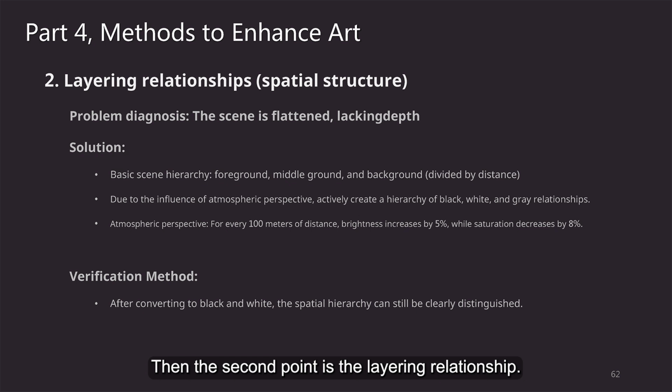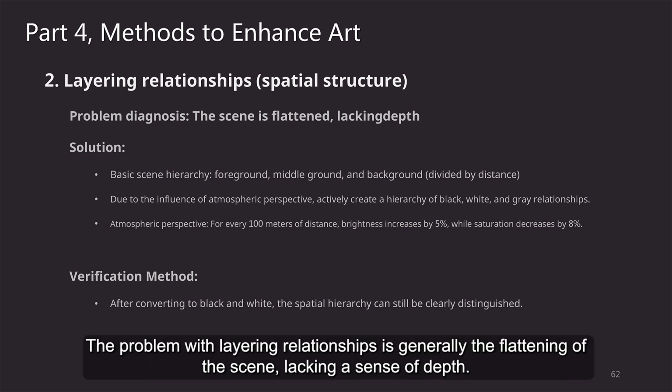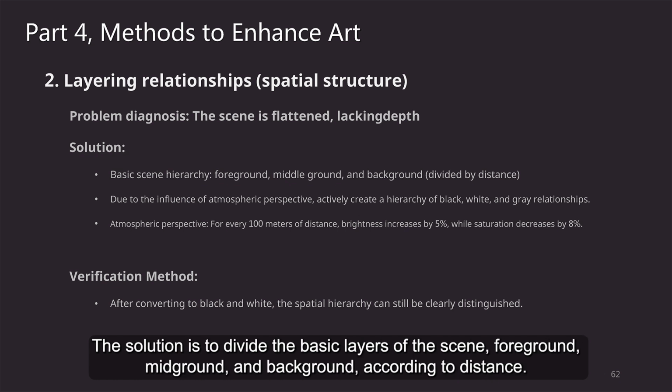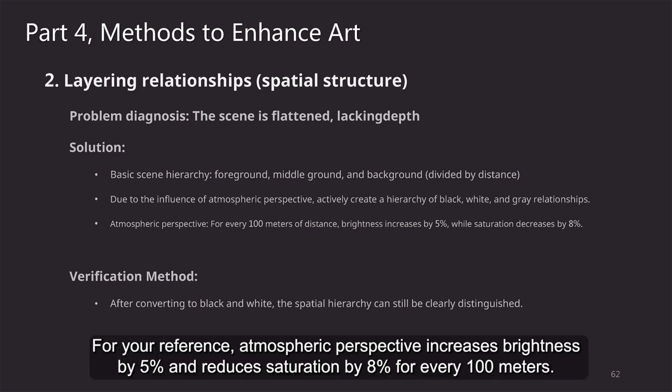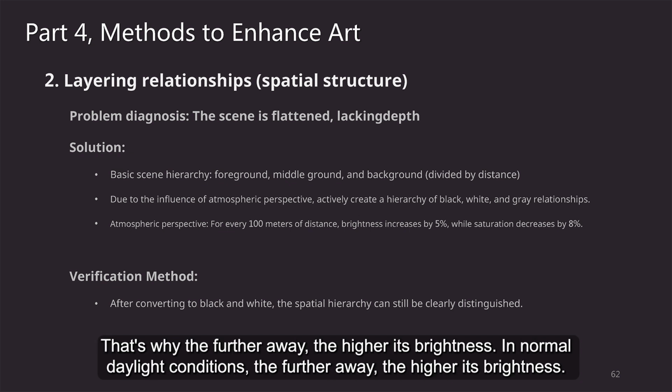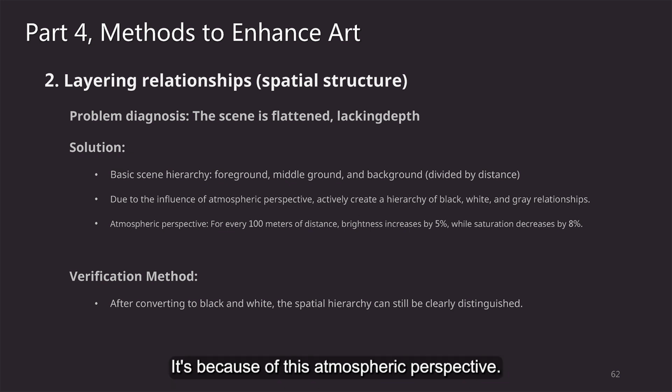Then the second point is the layering relationship. The problem with layering relationships is generally the flattening of the scene, lacking a sense of depth. The solution is to divide the basic layers of the scene, foreground, midground, and background, according to distance. Due to the influence of atmospheric perspective, actively create a hierarchical black, white, and gray relationship. For your reference, atmospheric perspective increases brightness by 5 and reduces saturation by 8 for every 100 meters. That's why the further away, the higher its brightness in normal daylight conditions. It's because of this atmospheric perspective.